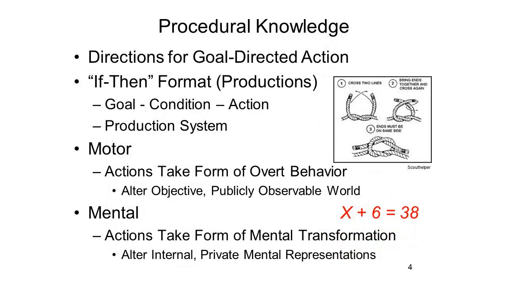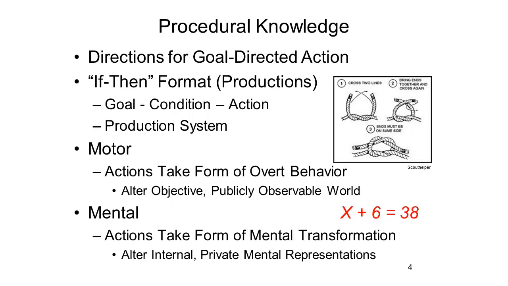Procedural knowledge consists of the rules and skills that we use to manipulate and transform declarative knowledge. It includes the rules of mathematical and logical operations, the rules of grammar, inference, and judgment, the strategies to be used in forming percepts and encoding and retrieving memories, and it includes all sorts of motor skills. All procedural knowledge consists of directions for goal-directed action, and any piece of procedural knowledge can be represented in terms of what's known as a production. Productions have a kind of if-then format. They specify a goal and a condition under which some action will achieve a goal.